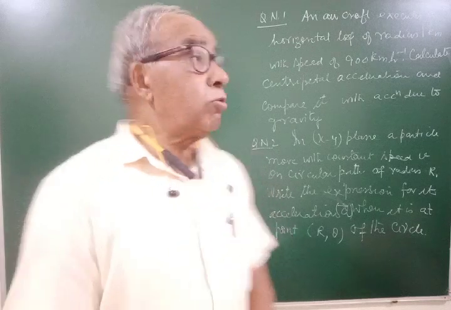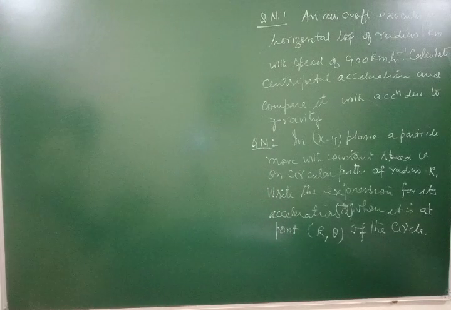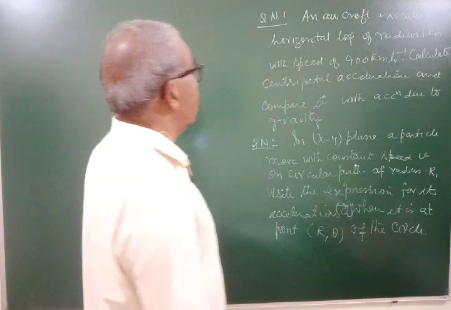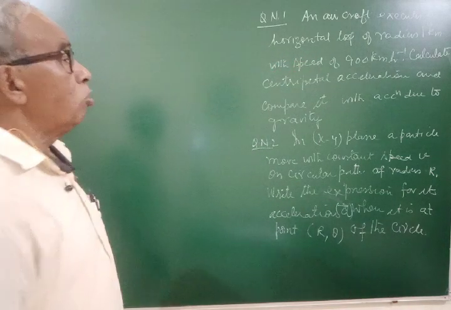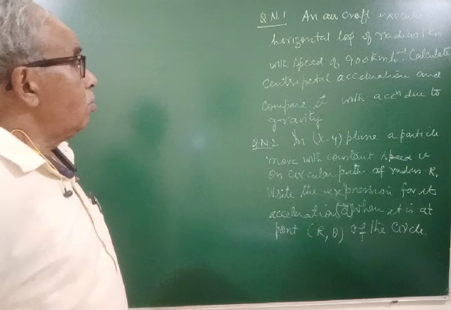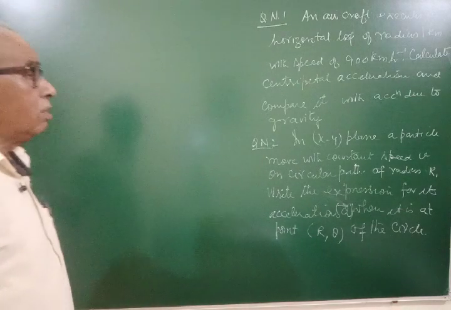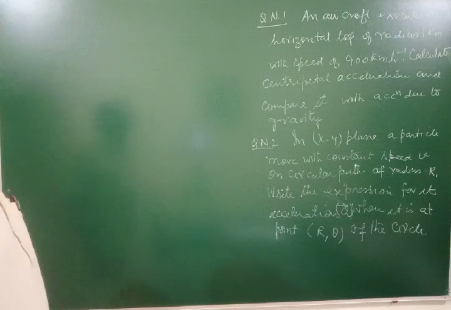Here is a question. An aircraft executes a horizontal loop of radius 1 kilometer with a speed of 900 kilometer per hour. Calculate its centripetal acceleration and compare it with the acceleration due to gravity.